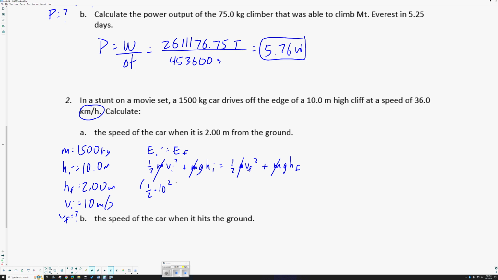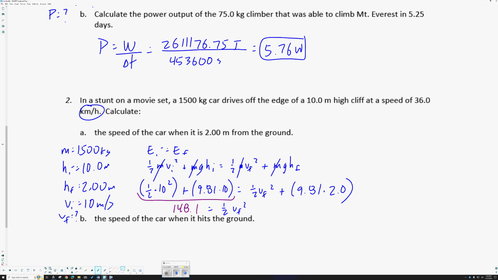1/2 of 10 squared plus 9.81 times 10 equals 1/2 of VF squared, plus 9.81 times 2 for the final height. Now what I want to do is calculate this number. When I do, I should get 148.1 equals 1/2 of VF squared. And I also want to calculate this number. That gives me 19.62.